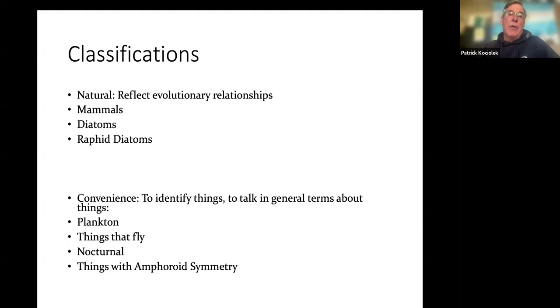So as I said, we're looking for a natural classification that reflects evolutionary relationships, and there are some examples of those kinds of groups. There are other ways to classify things. Classification for identification versus for evolutionary relationships are different things. And so we could create classification systems that are convenient, but not necessarily natural.